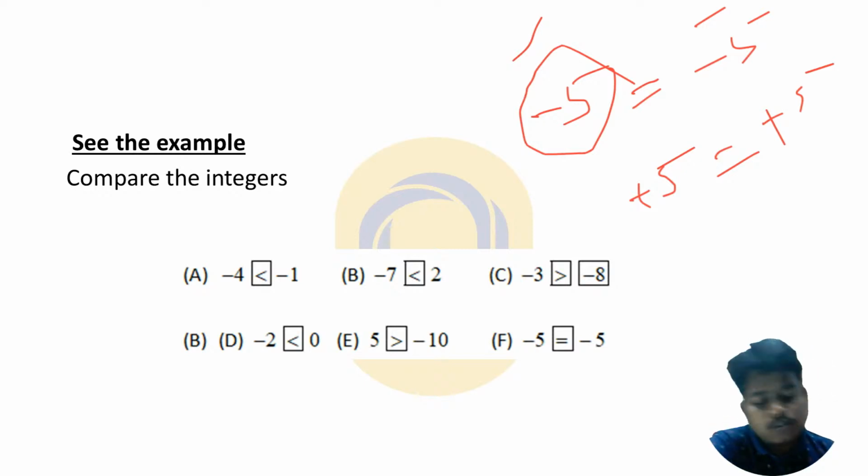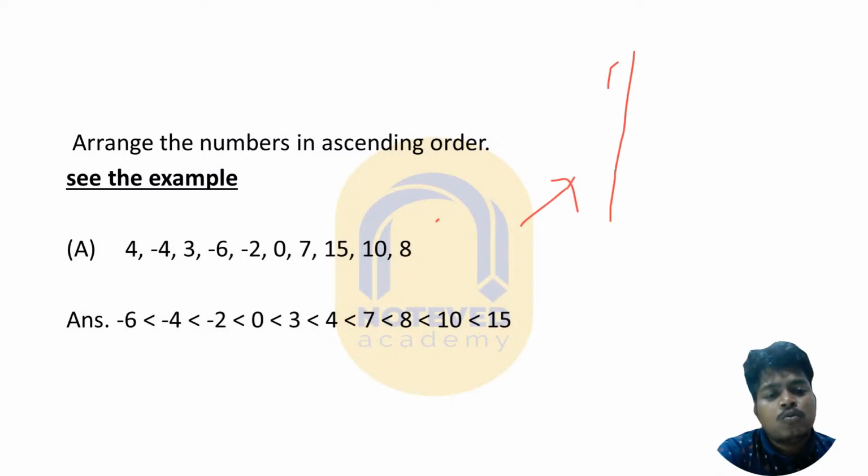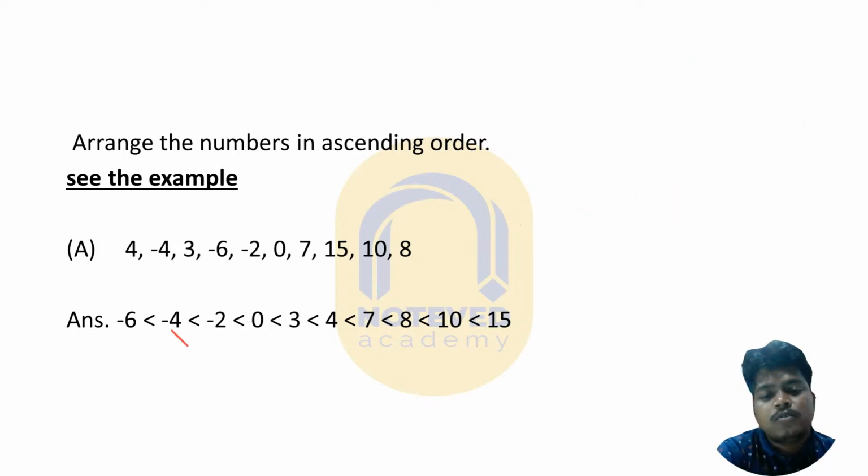So next we can see: arrange the numbers in ascending order. So students, what is ascending order? We can say ascending order is from smaller to greater, from lower to higher end. The first number will be smaller, then the next smaller, and the last, on the right side, will be the greatest number of the given example. So our question is 4, -4, 3, -6, -2, 0, 7, 15, 10 and 8. We can say 0 is at the middle because 0 is the center of the number line.